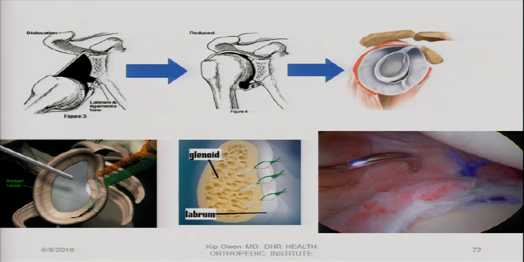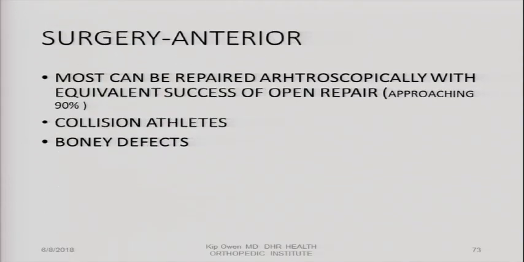Majority of these are repaired arthroscopically today. The outcomes tend to be 90% success, and except in rare situations or failures of initial stabilization, the open procedures are not performed as often. There's been some debate about contact athletes, but today I would say across the country the majority of these are performed arthroscopically. There are some exceptions, and I'm going to cover those as we move along, particularly with the bony defects.